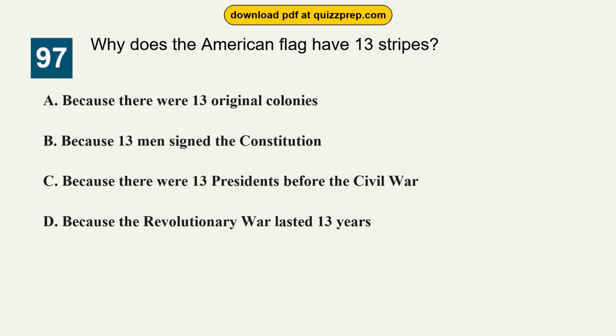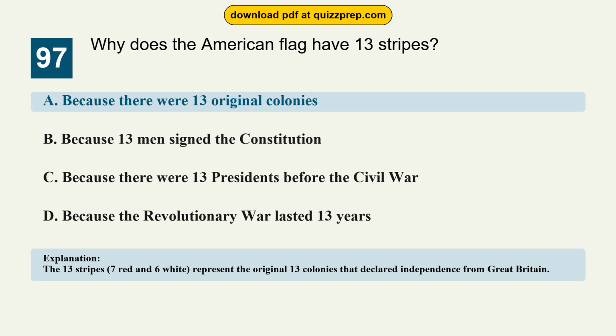Question 97. Why does the American flag have 13 stripes? Option A. Because there were 13 original colonies. Option B. Because 13 men signed the Constitution. Option C. Because there were 13 presidents before the Civil War. Option D. Because the Revolutionary War lasted 13 years. The correct answer is option A, because there were 13 original colonies. The 13 stripes, 7 red and 6 white, represent the original 13 colonies that declared independence from Great Britain.